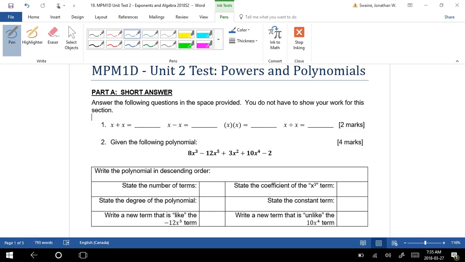Hi everybody, this is me taking up the solutions to the Unit 2 test. Remember, you don't have to watch the whole thing. You can flip back and forth, okay?